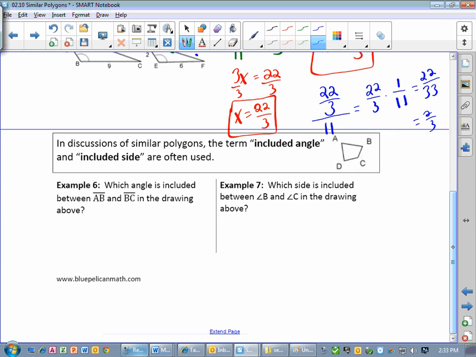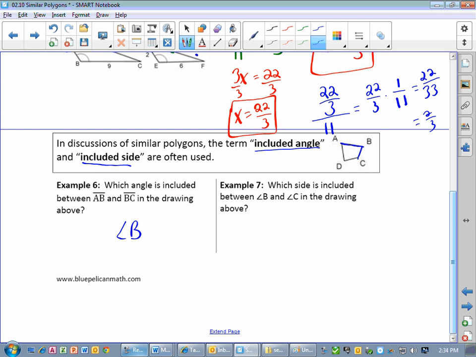And then another couple of vocabulary things here, or just terminology things. Lots of times we use the words included angle and included side. And all it means is the angle between two sides or the side between two angles. So it says which angle is included between segment AB and segment BC in the drawing. So AB, BC, which angle is between those two? Angle B. That's the included angle between AB and BC.